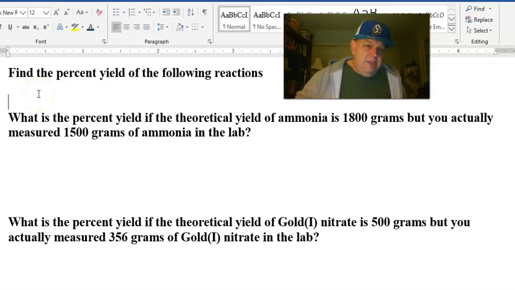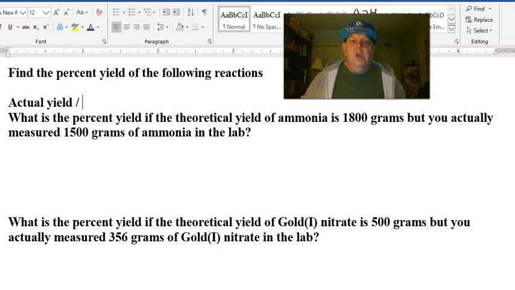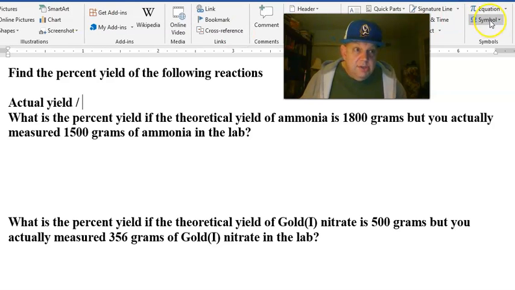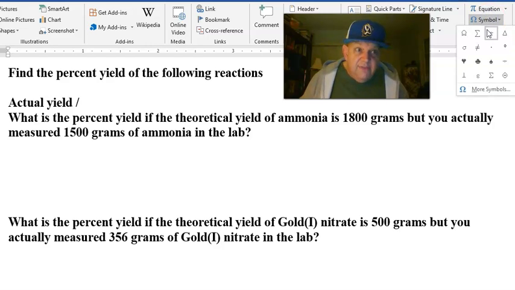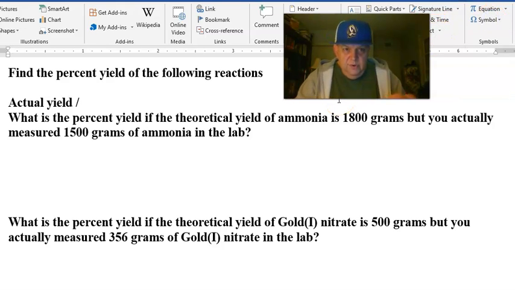Okay, let's do this. There's a formula involved in this, so I'm going to type that in: actual yield, and I'm going to use the slash mark as a division sign. If it makes it easier for you, you could put in an actual division sign. You could go to Insert, go into Symbols, and then find it. In my case, I find it easy, but if you don't have that time, not a problem.